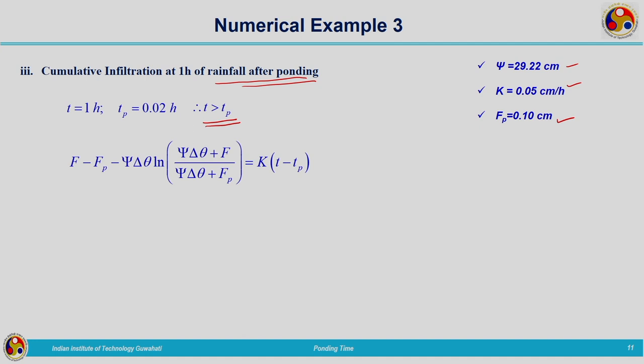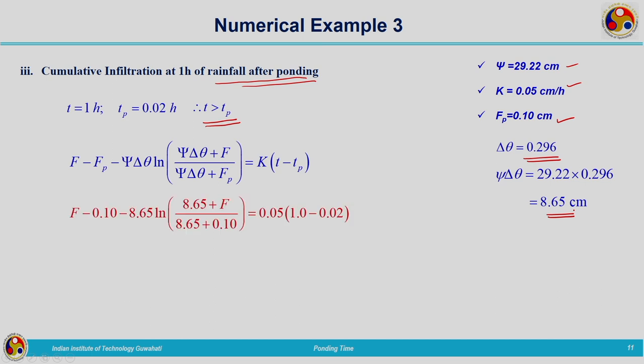We will be making use of the equation derived in the previous lecture corresponding to the quantification of infiltrated water after ponding. So, that is given by this equation, and here we are going to substitute different values given or calculated by us. Delta theta we have calculated to be 0.296, psi delta theta is calculated as 8.65 centimeters, and those values we will be substituting here.